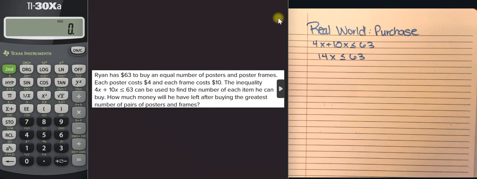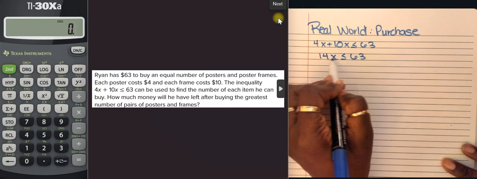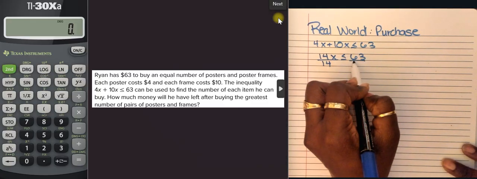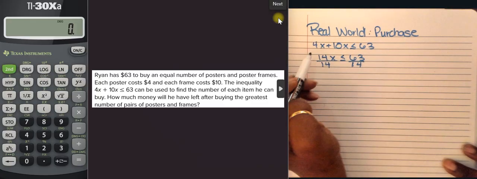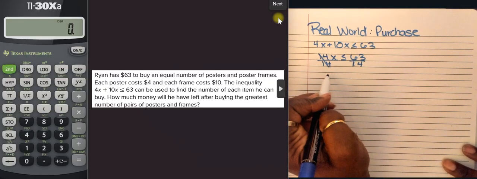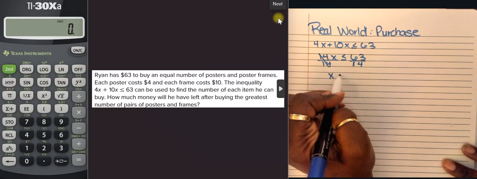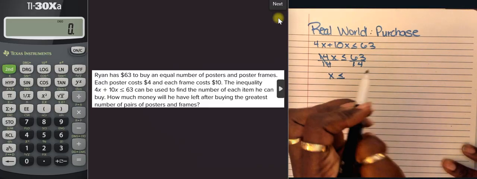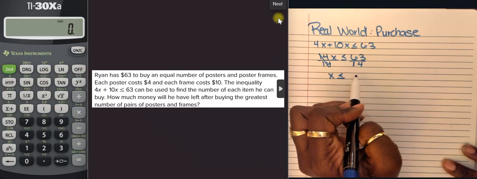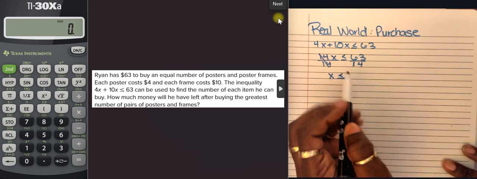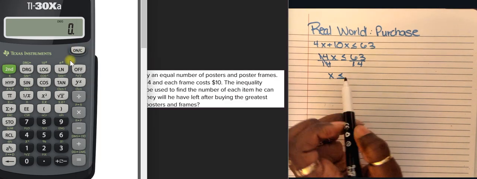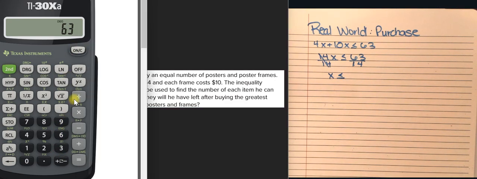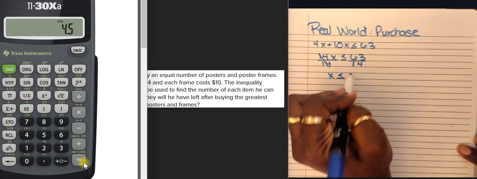Well, first things first, we see that we're multiplying. So I'm going to divide both sides. And so we have 14 divided by 14. That leaves me with 1x. We're going to put our inequality sign, and then we're going to say 63 divided by 14. So 63 divided by 14. Now we can plug it into our calculators. 63 divided by 14 gives me 4.5.